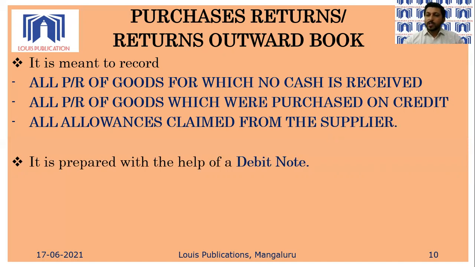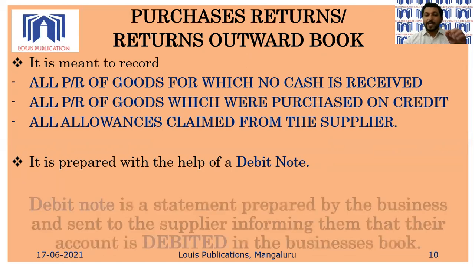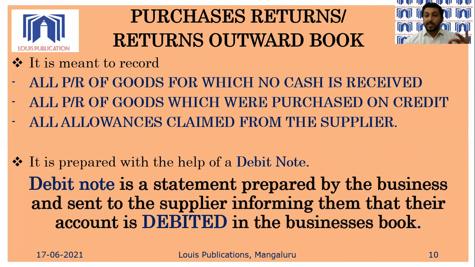Now, purchases returns book is prepared with the help of a debit note. Now, what is a debit note? Debit note is a statement prepared by the business and sent to the supplier, informing them that their account is debited in the business's book. Now, debit note, the word debited, that is supplier's account is debited in our book, that is our business's book.